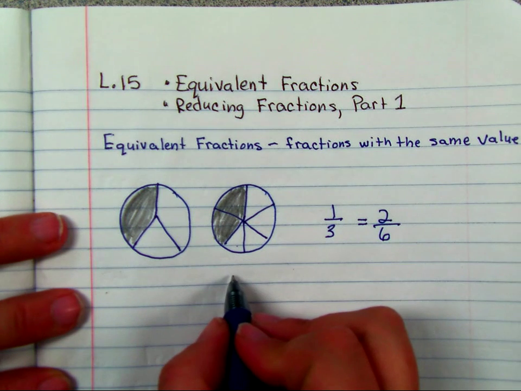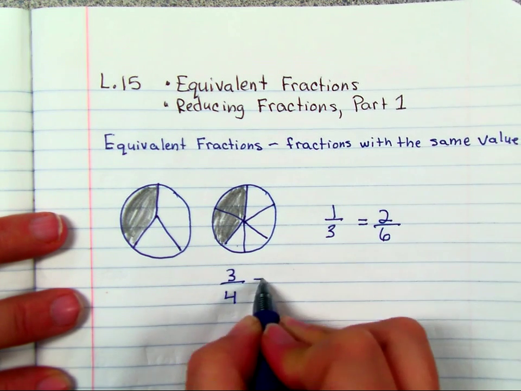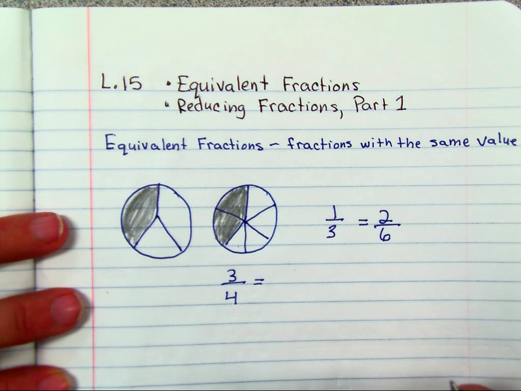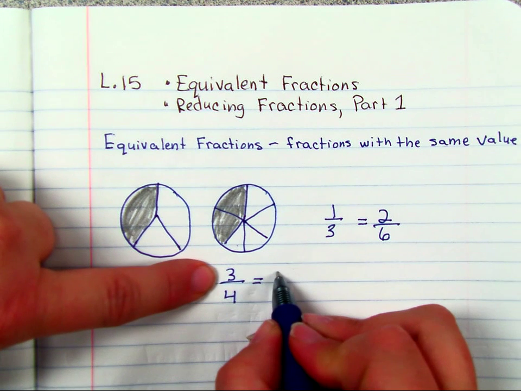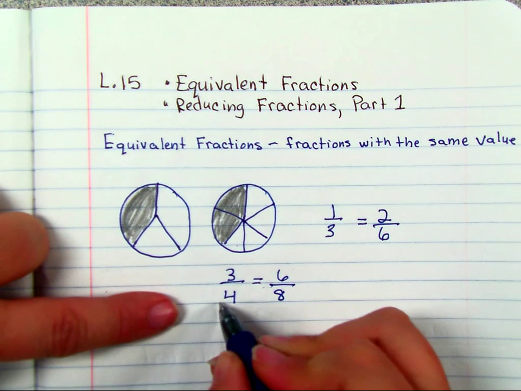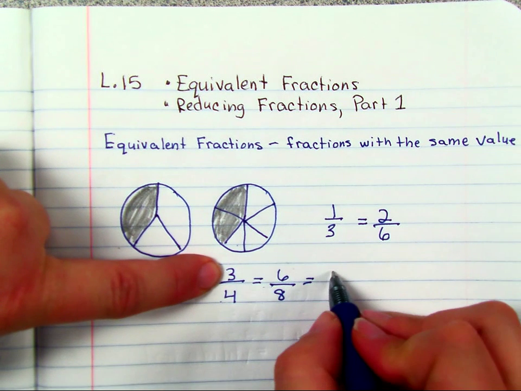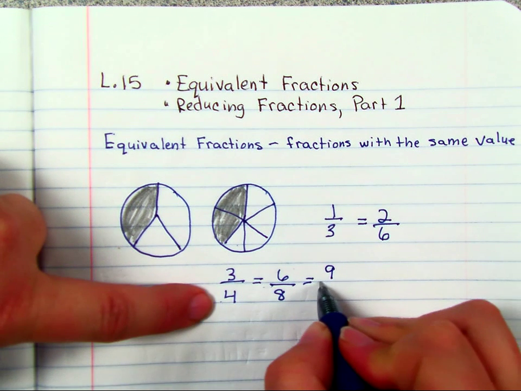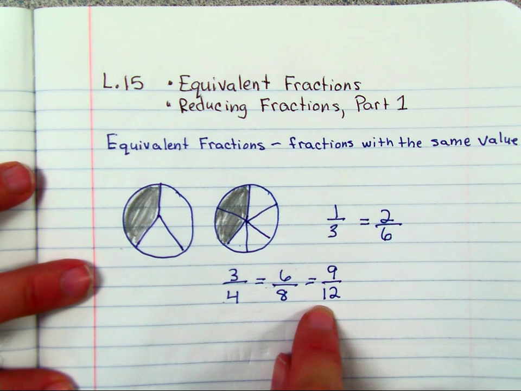Could I write a fraction that 3/4 was equivalent to? So if I times 3 by 2, I get 6. 4 times 2 is 8. 3/4 and 6/8 is the same. What if I took 3 and times it by 3? I would get 9. 4 times 3 is 12. Those are all equivalent fractions.